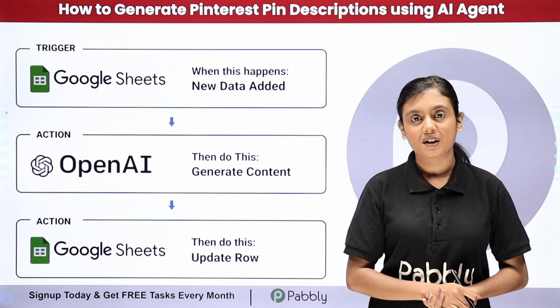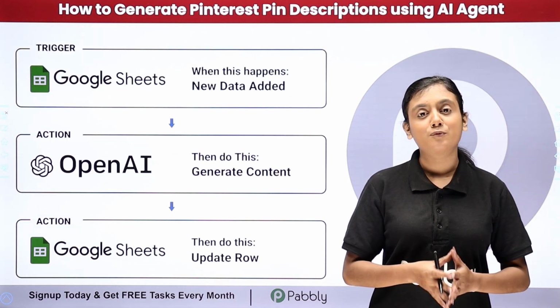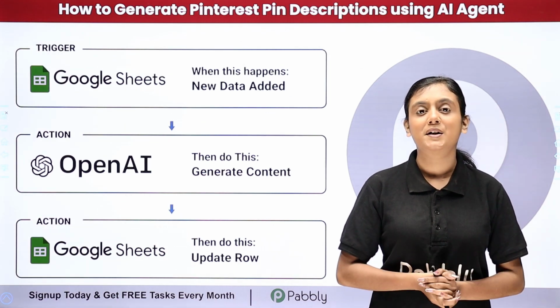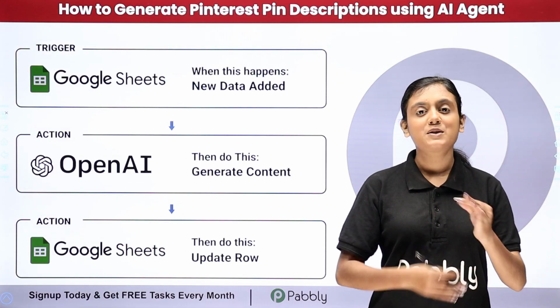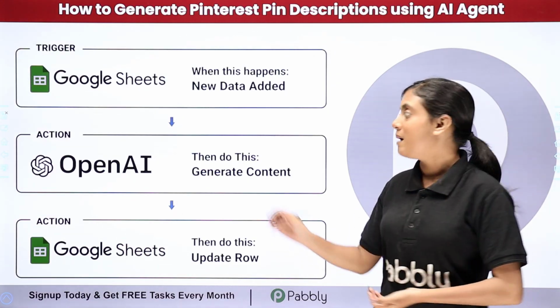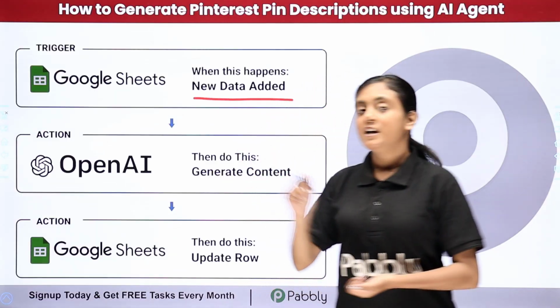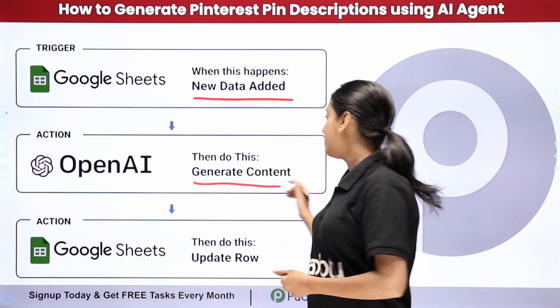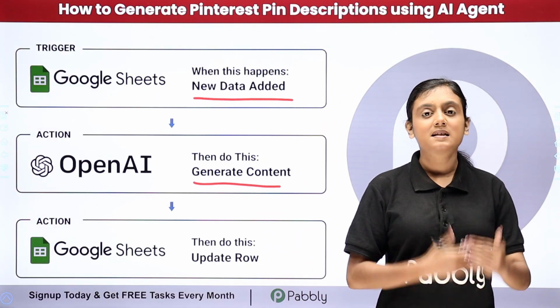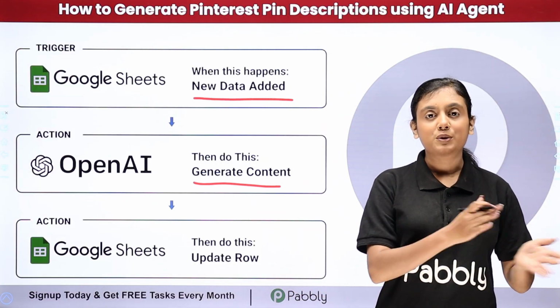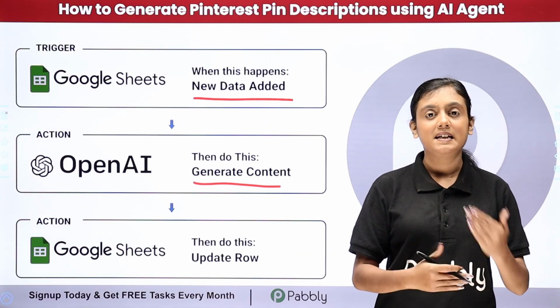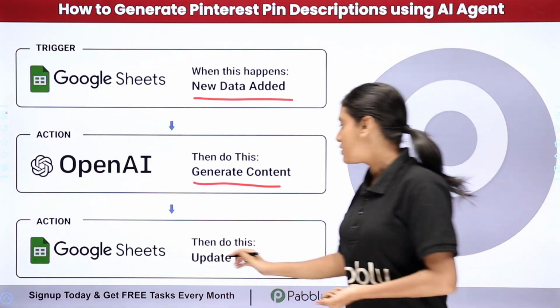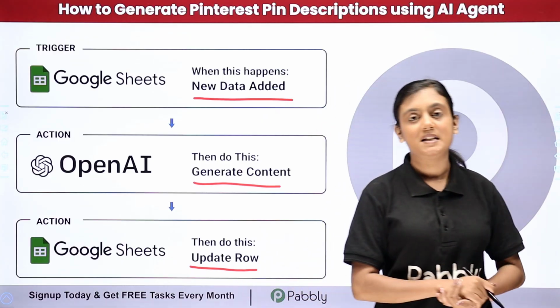How this AI agent works is that I create the record of my product name and the relevant keywords in my Google Sheets. So as soon as I add the details of a new product in my Google Sheets, an AI agent is going to generate the description for my Pinterest pin using the details. As the description is generated, to create a systematic record, the description is automatically going to be updated in my spreadsheet again.